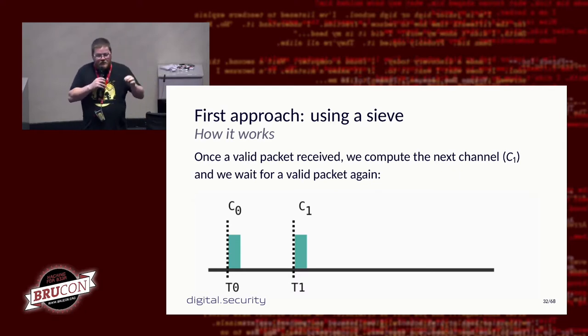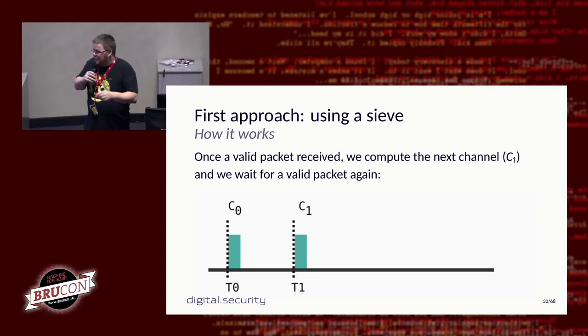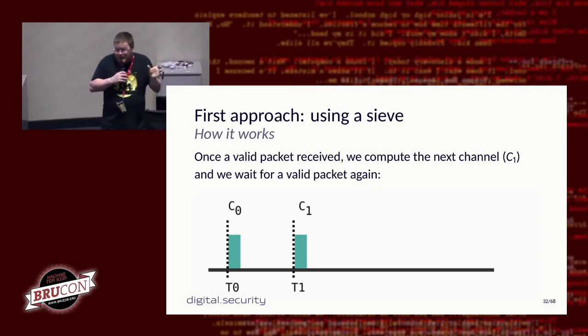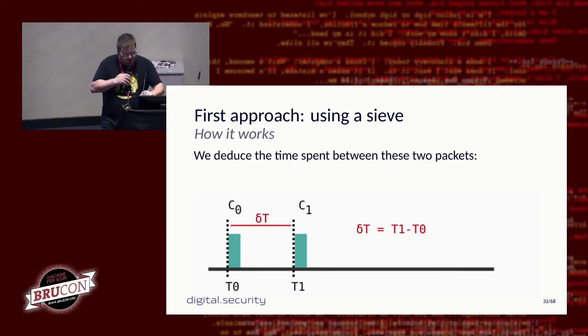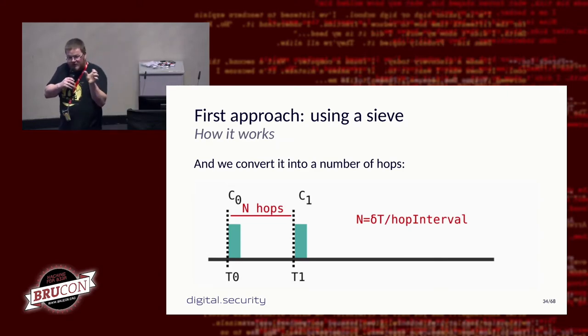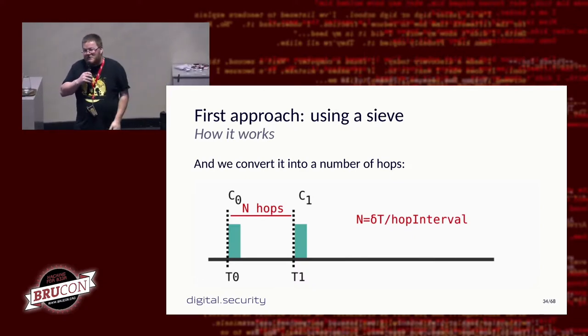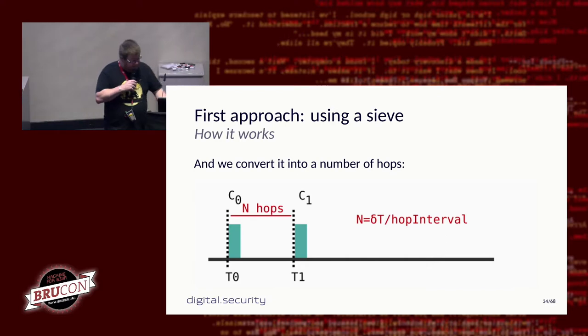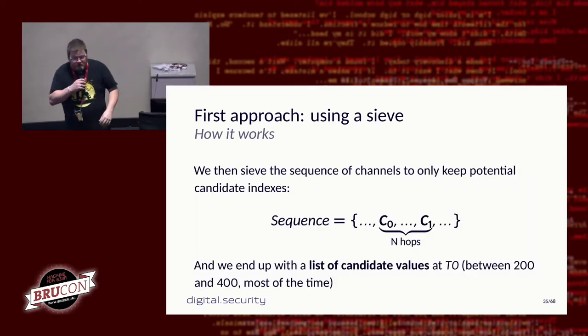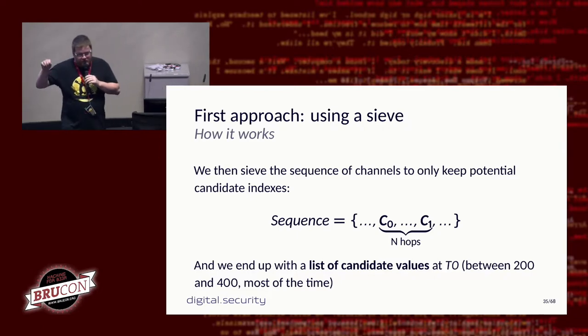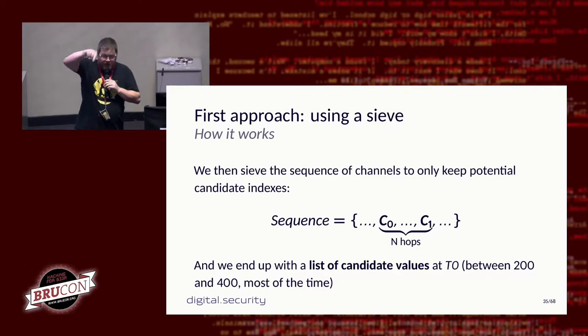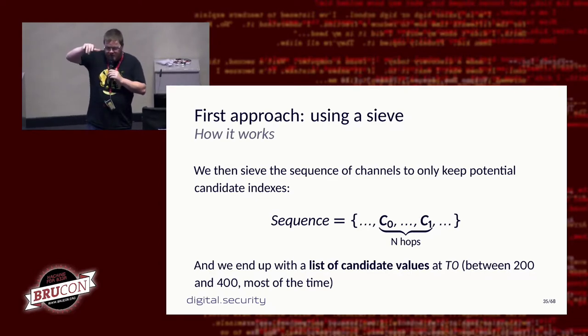If the counter at T0 was zero, then we would have spent between the two packets only one hop interval. So we measure the time and we divide this by the hop interval value. If n is greater than one, that means my candidate is not the counter value. So it is quite easy to just eliminate this candidate and keep the others. And we go like this in the sequence we previously generated. We are going to look for channels in the sequence with a gap of n hops, and based on this, we are only going to keep the indexes that are basically the value of the counter used to generate these channels.